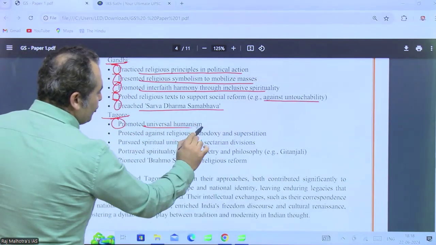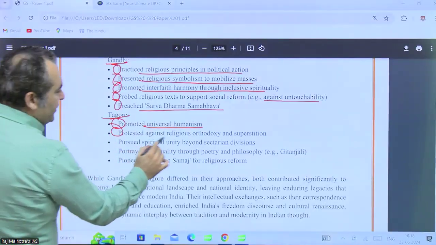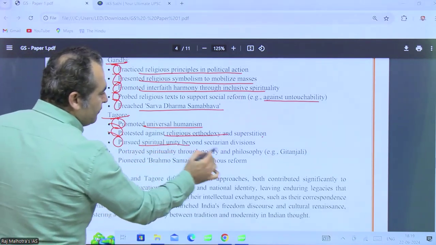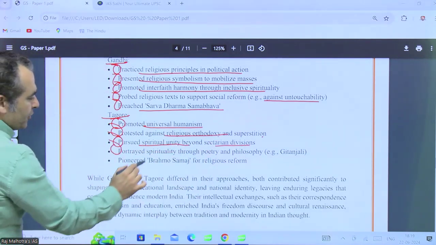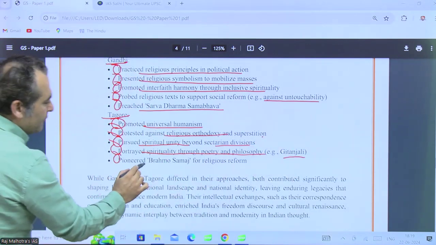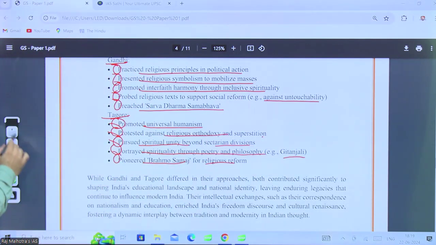Tagore promoted universal humanism, protested against religious orthodoxy and superstition, pursued spiritual unity beyond sectarian divisions, portrayed spirituality through poetry and philosophy. Gitanjali pioneered Brahmo Samaj for religious reforms.